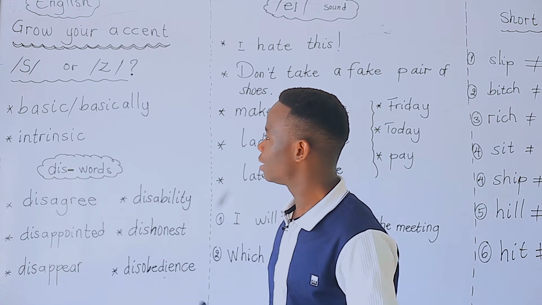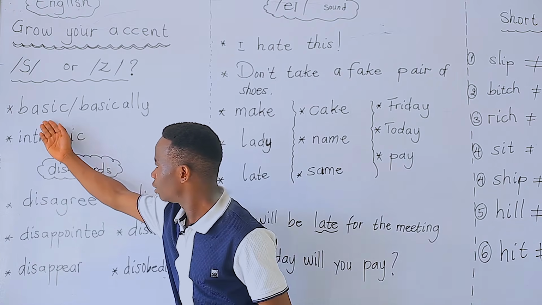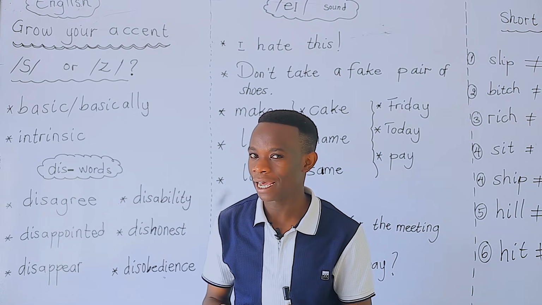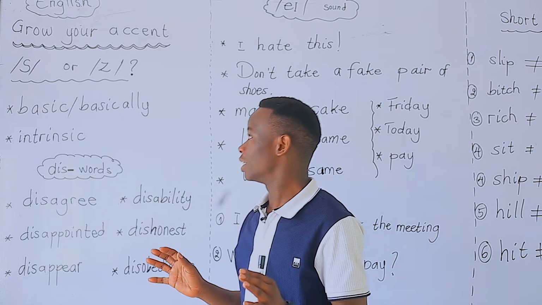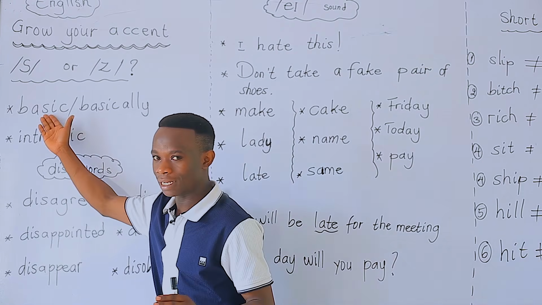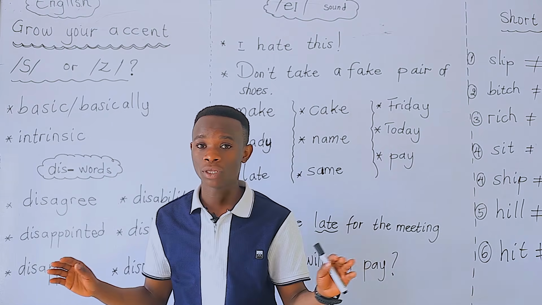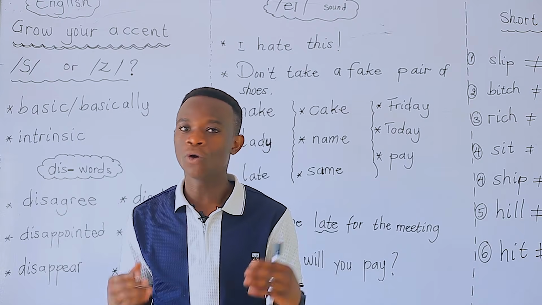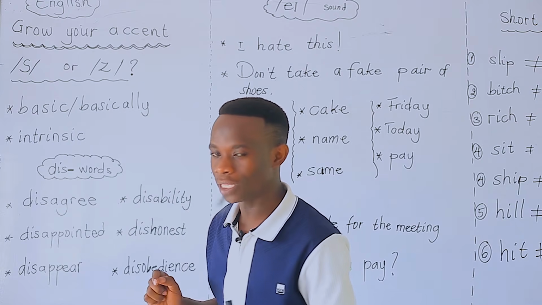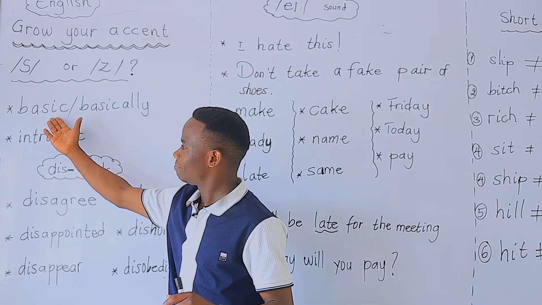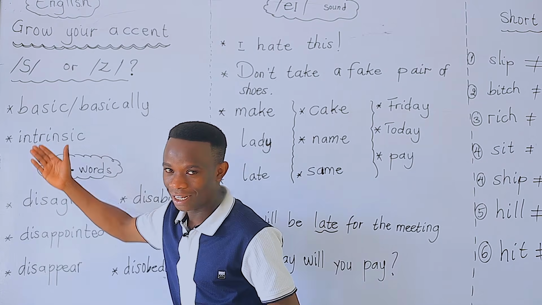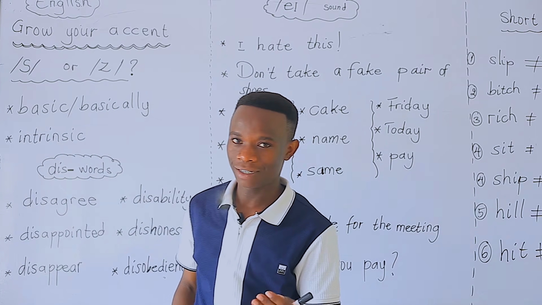Look at the words here. Look at the first word, the second, the third, and all the words here. Take your time and say. Do you say, for example, this word? How do you say it? Because I know this word is very common. It's known. You always see it. You always say it. But it's your time to think. How do you say it? Basic. Do you really say basic with a Z?